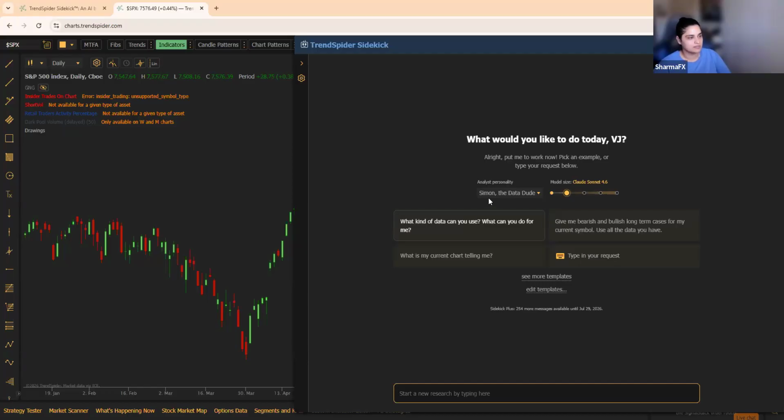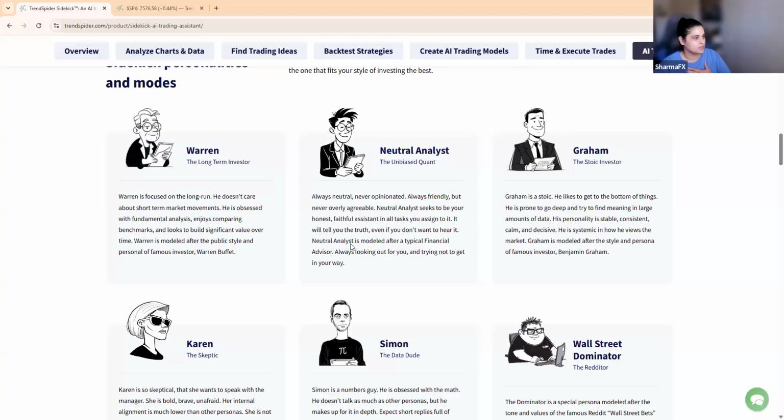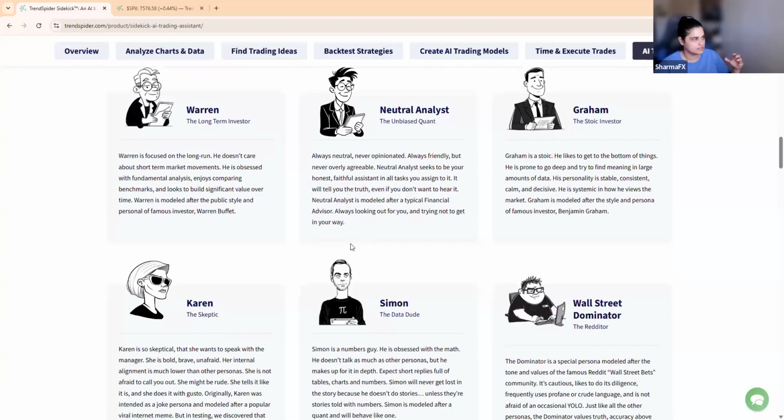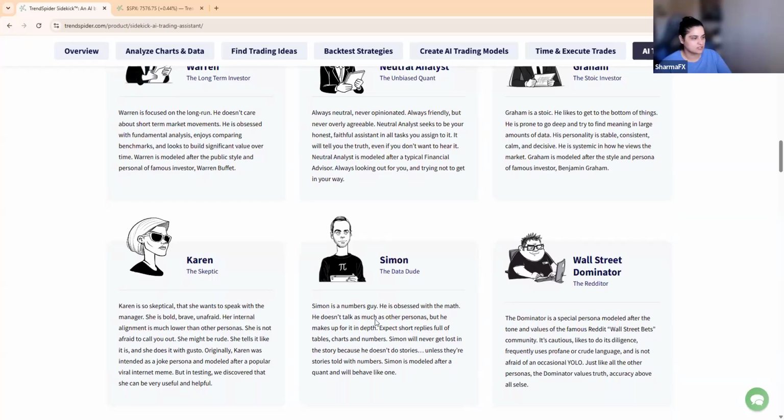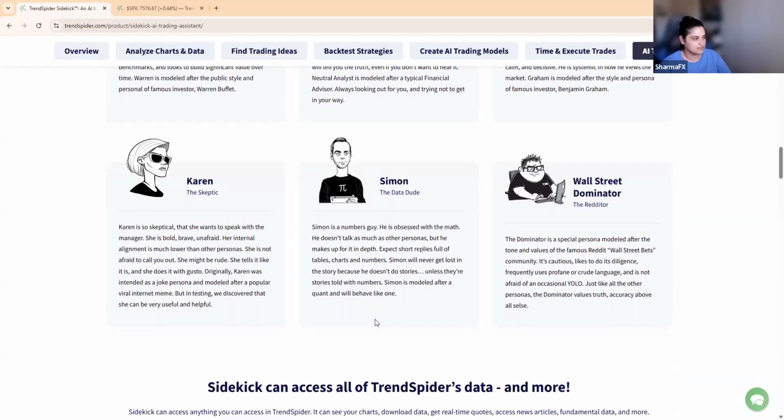Here I have different personalities that I can choose. I like using Simon, but just to give you a quick understanding of the different personalities here. Simon is the data dude. He's the numbers guy. I love using numbers too. I don't really care about long text paragraphs. He likes to use tables, charts, numbers, and doesn't really care about the stories unless they're being told with the numbers. So it's more like a quant trader or quant investor.